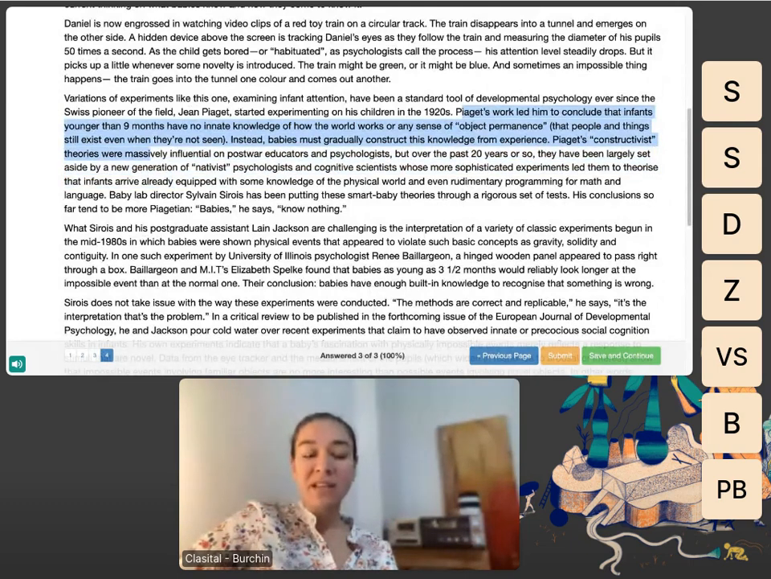Constructivist theories are massively influential on post-war educators and psychologists.